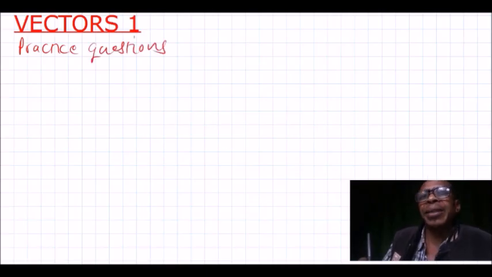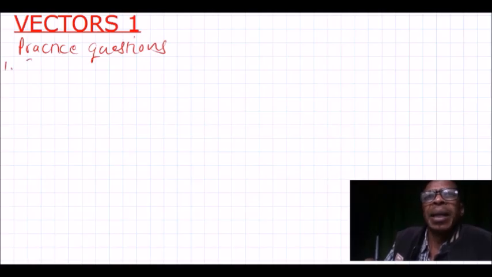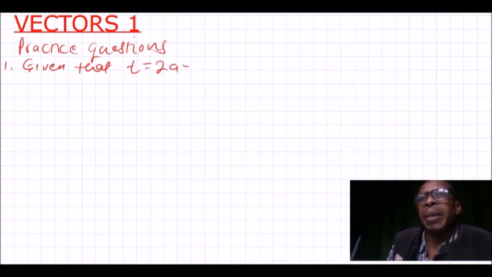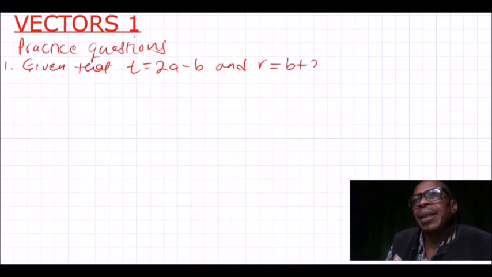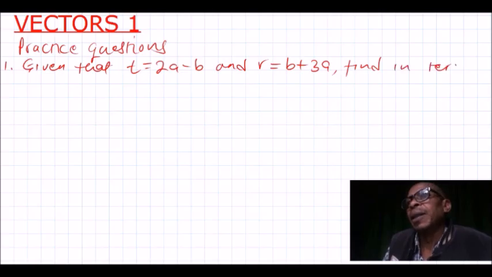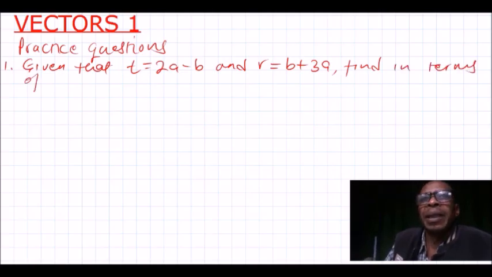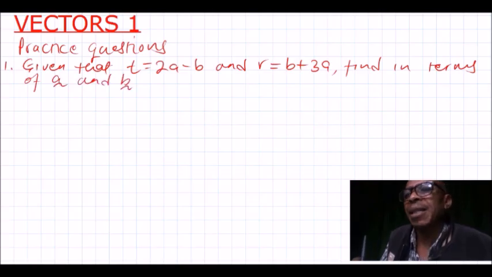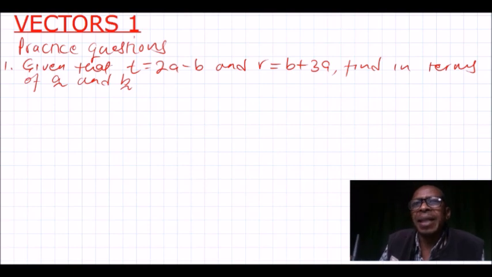So practice questions, number 1, given that T is equal to 2A minus B and R is equal to B plus 3A, find in terms of A and B the following vectors. You can put a bar or arrow to denote that they are vectors.